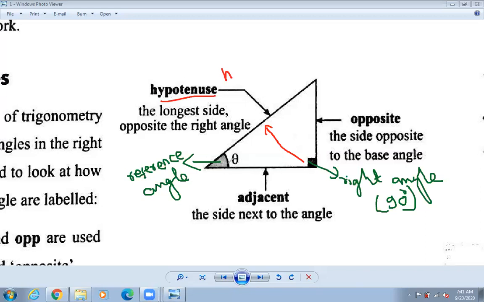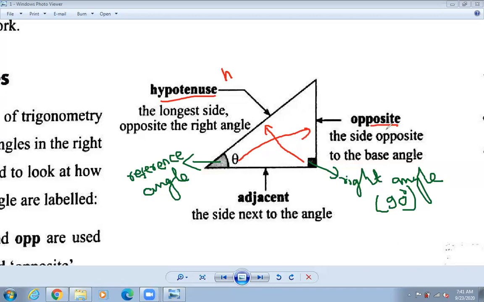So there is the reference angle. The opposite of the reference angle is called what? Which side is exactly opposite to the reference angle? This is not the opposite. This is not the opposite. The exact opposite is here. So the opposite side is here. The side opposite to the reference angle is called the opposite.